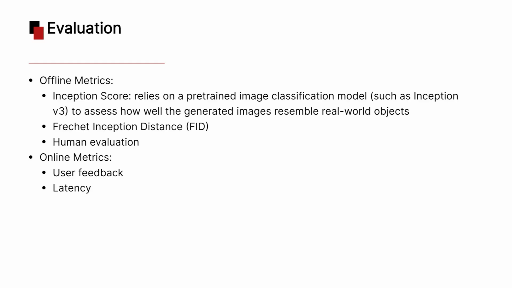Online metrics involve real-world interaction data. User feedback helps understand how end users perceive the generated images, providing insights on acceptability, trust, and usefulness. Latency measures how quickly images are generated and delivered, affecting user experience especially in interactive applications. Together, these metrics guide model improvements by balancing visual fidelity, diversity, and responsiveness.